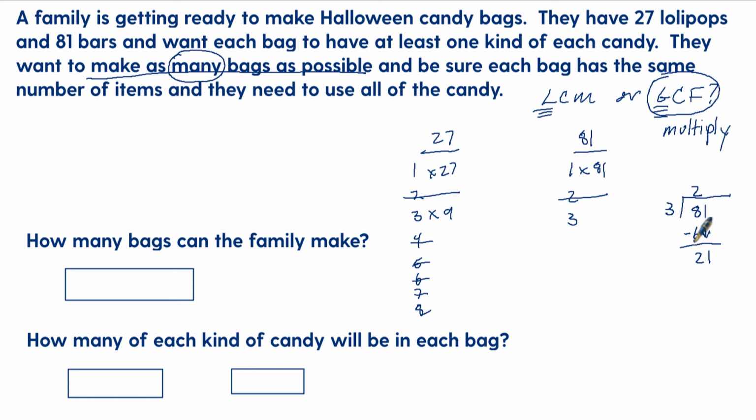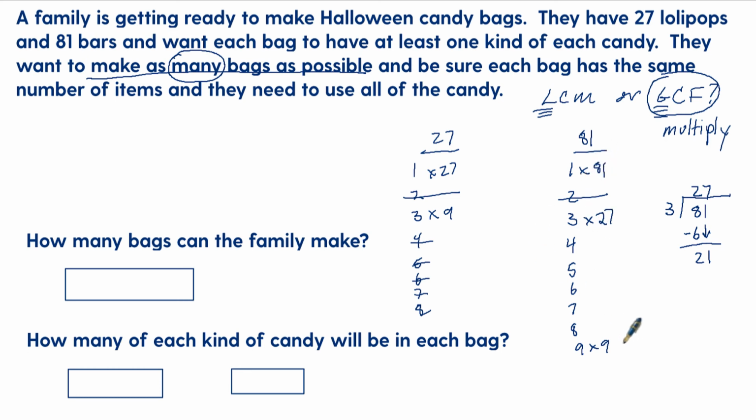Sorry, I might have done that a little too fast. So 6 from 8 is 2, and then you drop down this 1 to get 21. 3 goes into 21 7 times. So 3 times 27 is 81. 4 doesn't fit, 5 doesn't fit, 6 doesn't fit, 7 doesn't fit, 8 doesn't fit, and then 9 times 9 fits, okay? So these are the common factors of 81.